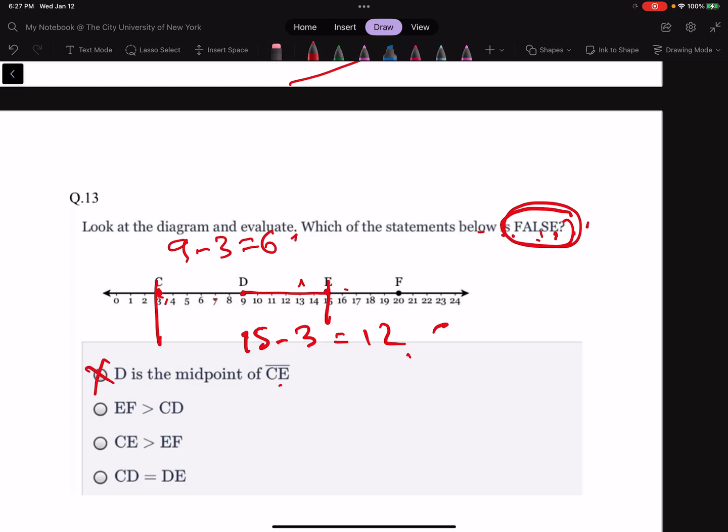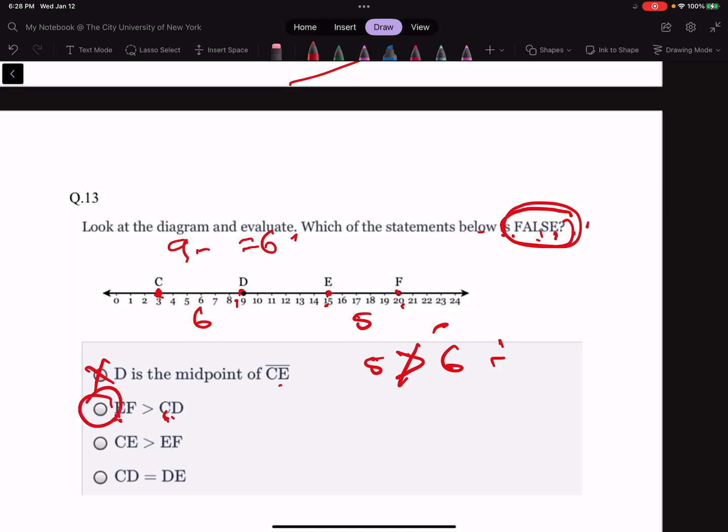EF, let's see what is EF. EF is this. Its measure is 15 to 20, which is 5. CD is 3 to 9, which is 6. So EF is greater than CD? No, 5 is not greater than 6. So it's false, okay? So probably this is our answer.